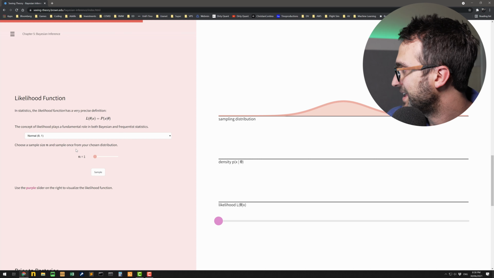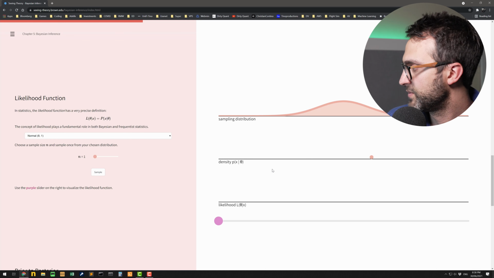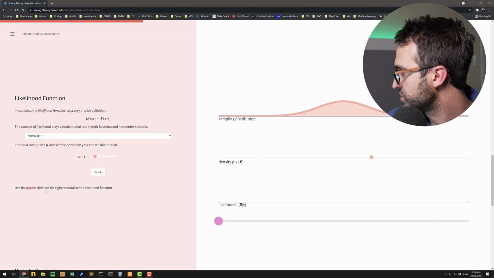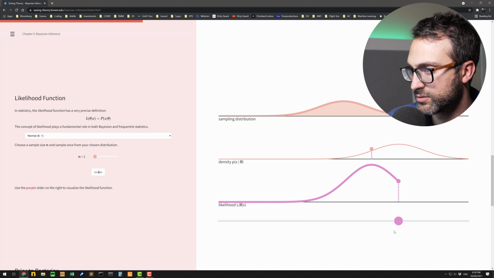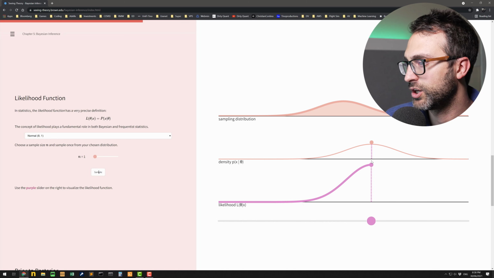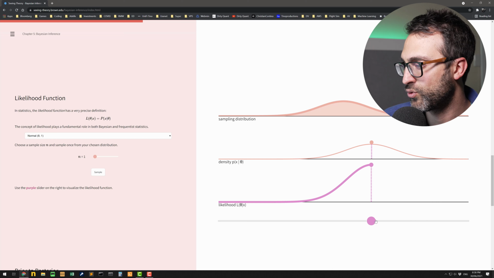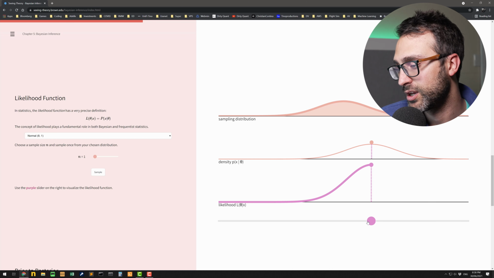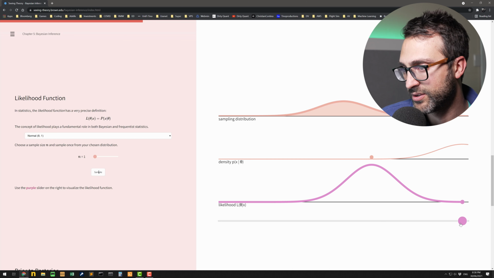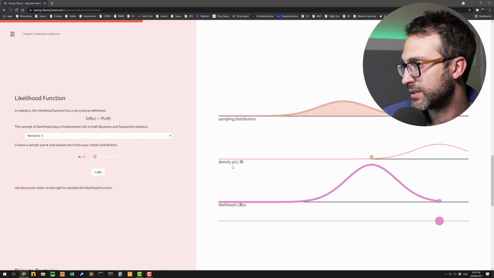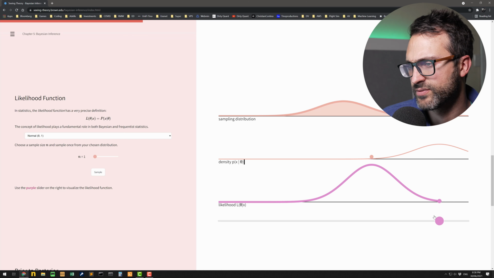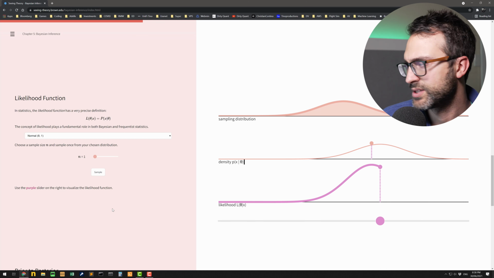Choose a sample size, N samples. So I'm going to sample a value. That's my density. Use the purple slider, that's going to be my likelihood. So it's very likely, if I pick that here, my likelihood is at its highest point. So that's really when you hear terms like maximum likelihood, we're just trying to optimize that value, rather than saying it's likely that the parameter theta is sitting here. Well, actually it should be sitting there. That's why it's at its maximum.